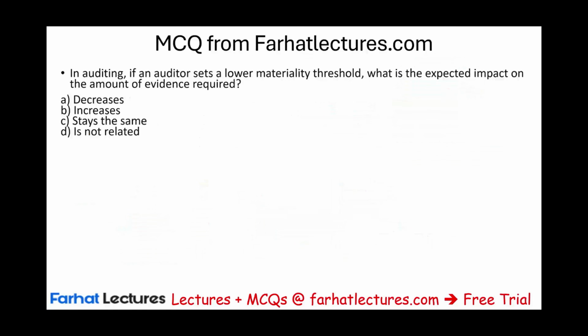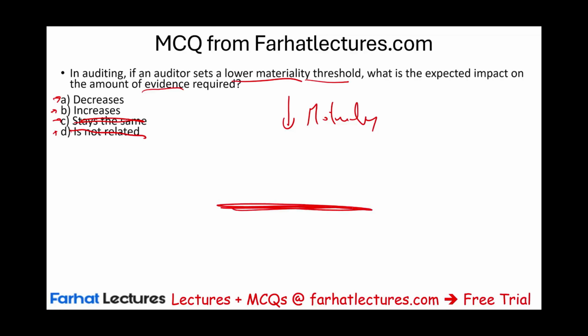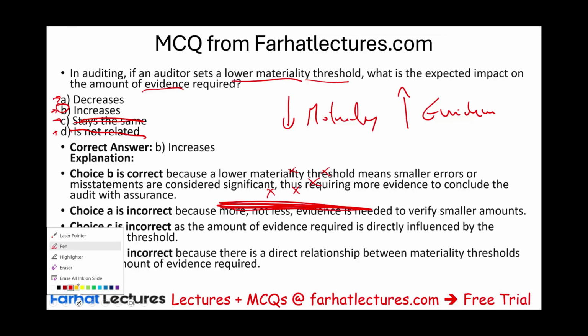Let's take a look at this multiple choice question from farhatlectures.com. In auditing, if the auditor sets a lower materiality threshold, what's the expected impact on the amount of evidence required? So if materiality goes down, if we set a lower amount of materiality, how is that going to influence the evidence that we collect? Are we going to have a decrease in evidence, an increase in evidence, or stay the same? Is it related? Yes. So it doesn't stay the same. Do we collect more evidence or less evidence if we set materiality down? If we set materiality down, it means we are having a low threshold. So what does that mean? It means there's a risk of missing a lot of amounts because the threshold is very low. Therefore, what we have to do is collect more evidence. So there's an increase in the amount of evidence if we set materiality at a lower threshold.